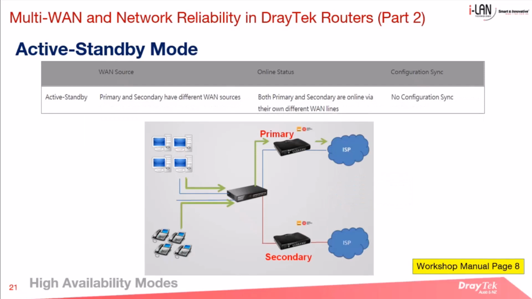For the active standby mode, the primary and the secondary routers have different WAN sources, as shown here in the picture. For online status, both the primary and the secondary routers are online via their own WAN connection. The configuration is not synced between the routers. One drawback is that you are paying for two routers' internet connections. However, an upside is that you can load balance the traffic between two WAN sources. So let's take a look at how it works.